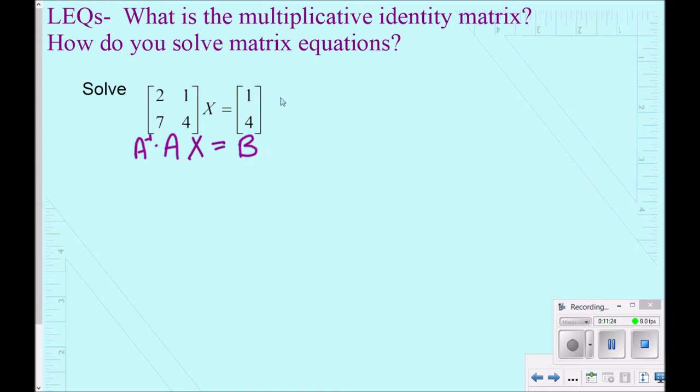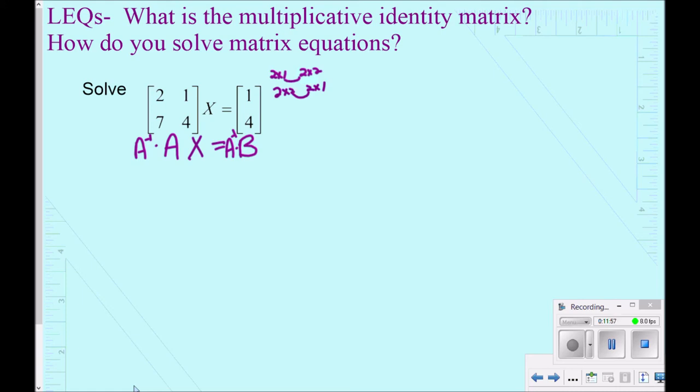B is a 2 by 1. And A inverse is going to be a 2 by 2. So if I put B first and then I put A inverse second, the dimensions are not going to match up. So I'm not going to put A inverse here on the right side of B. I'm going to put it on the left side of B, because then I'll have a 2 by 2 and a 2 by 1, and then the inner dimensions will match up. So that's what I'm going to do.